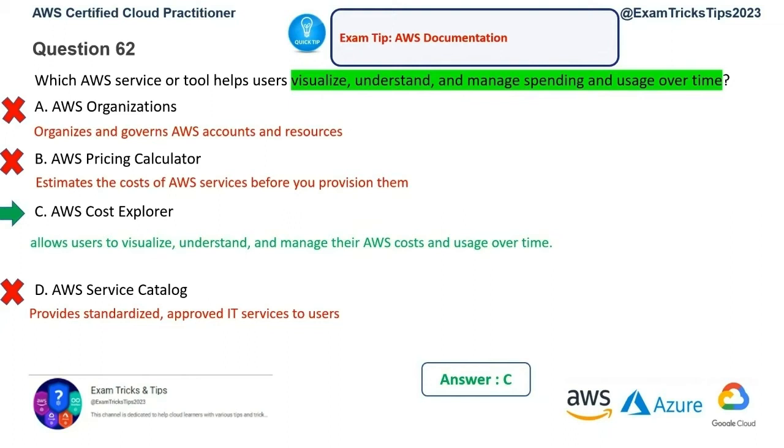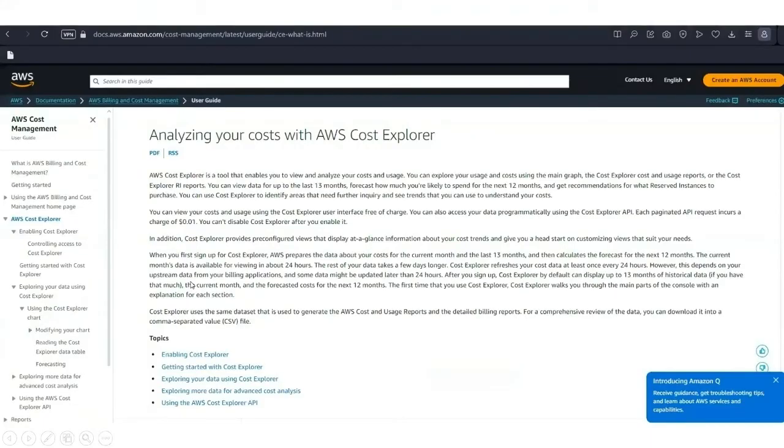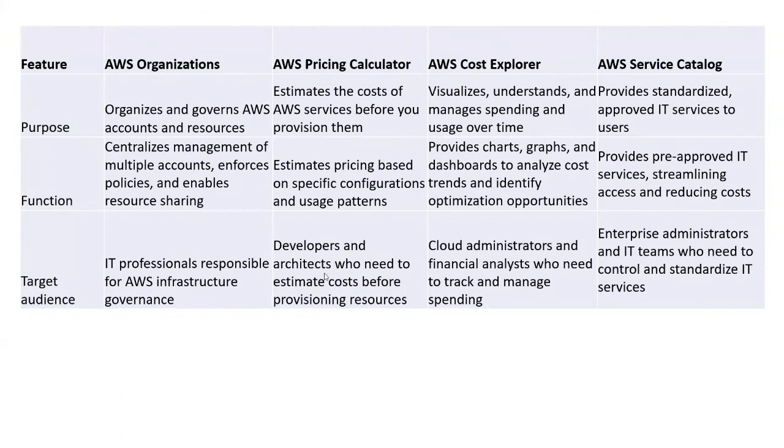And we got this. Let's quickly have a look at some documentation. So here is a reference from AWS documentation which tells you how you can analyze cost with AWS Cost Explorer. You could pause the video, go through it, or click on the link that you'll find in the video description. I have also made a small comparison table for all the four options: AWS Pricing Calculator, AWS Cost Explorer, Service Catalog, by their purpose, function, and target audience. You can use this if you want to understand a bit more in a comparative way. But the previous analysis we did when we eliminated the options is sufficient from an exam perspective. So that's it on this question. We'll move on to the next question.